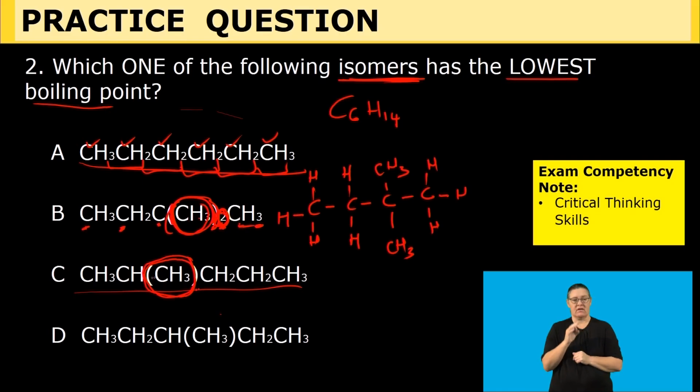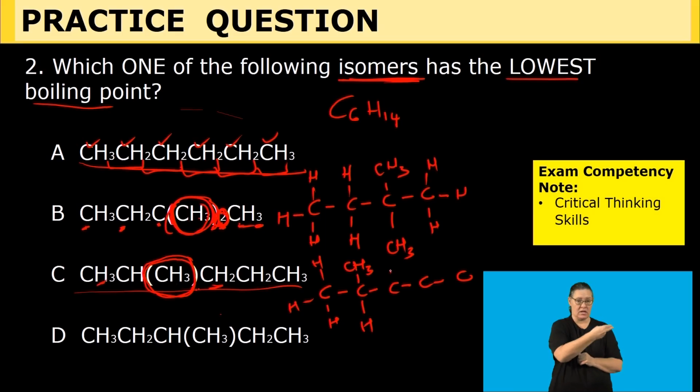We have 1, 2, 3, 4, 5 carbons, and then we have another one that is going to be on carbon number 2. So if we were to draw this again, it would be 1, 2, 3, 4, 5. On carbon number 2, we have a CH3. Then we have an H because it's CH and then the CH3. Then we have the 3 H's on the first carbon, which is that one there.